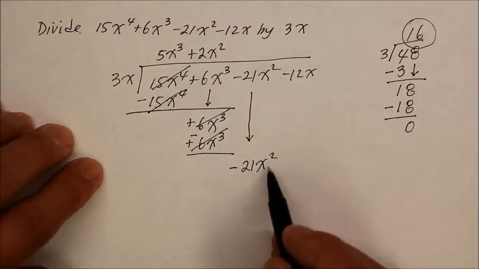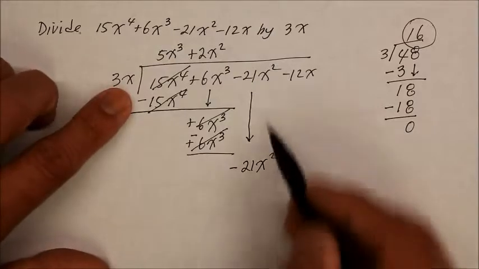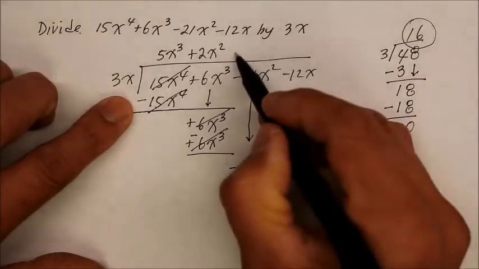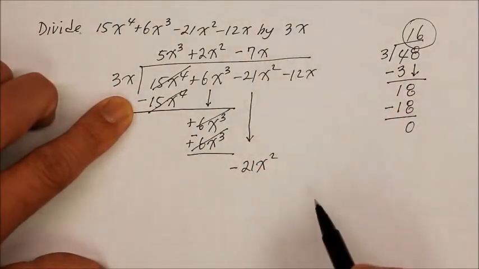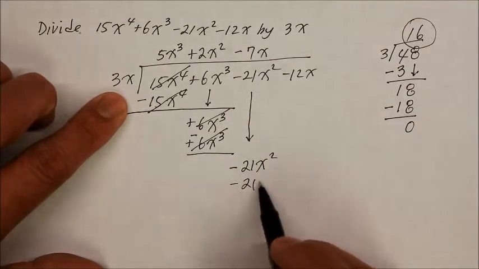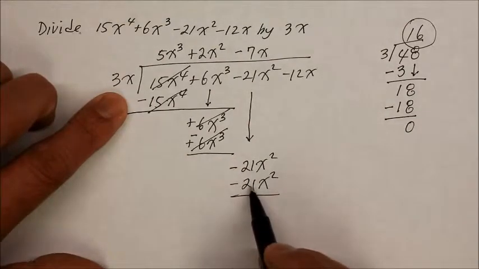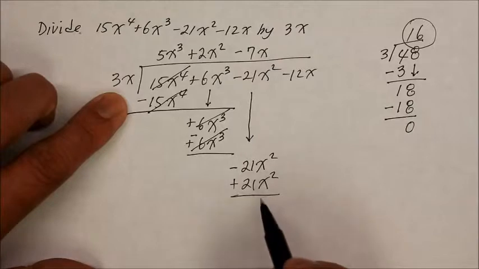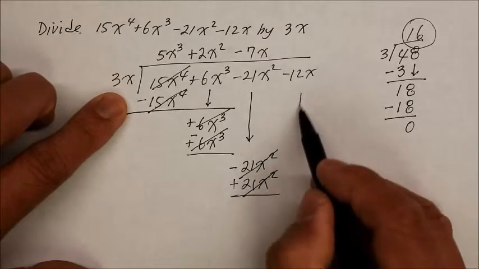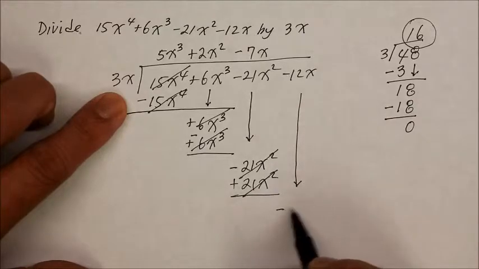So now the third term comes down as negative 21x squared. To make it go a little faster, 3x times what will give you negative 21x squared? So you'll say, well, that'll be negative 7x. So 3x times negative 7x is negative 21x squared. But you don't leave it like that. You have to make it opposite. And as you do, they cancel out. They become 0 completely.